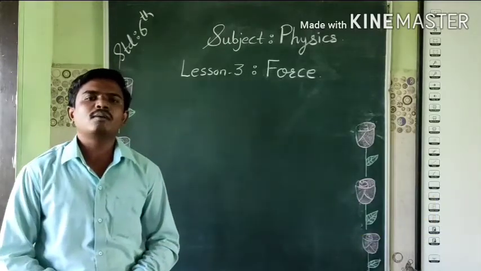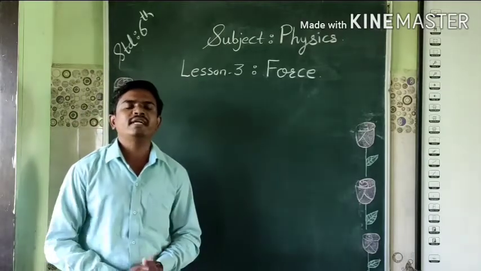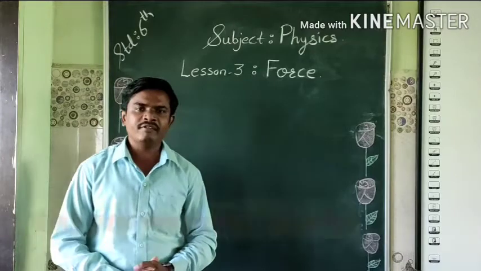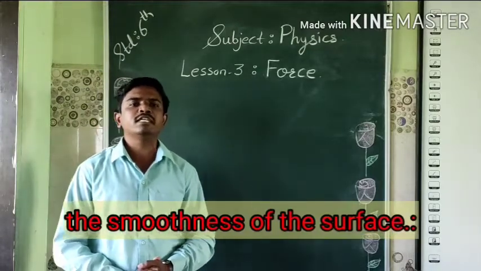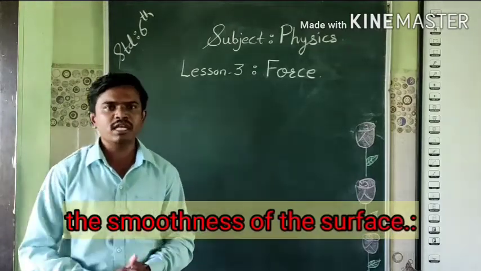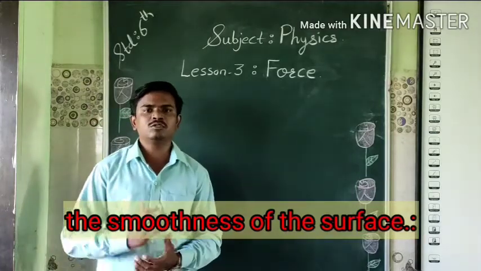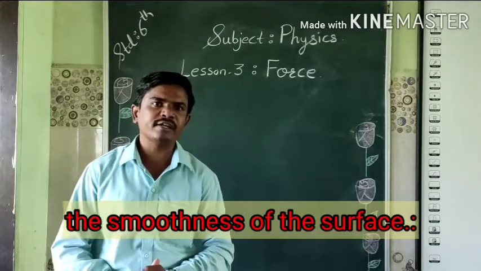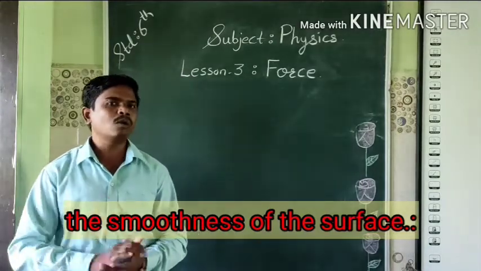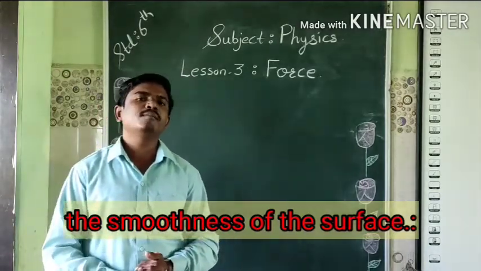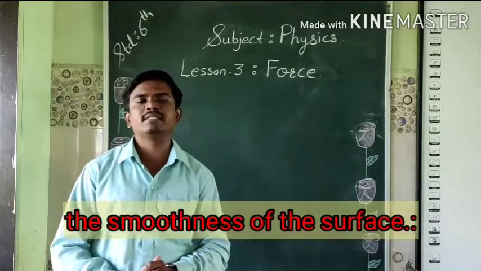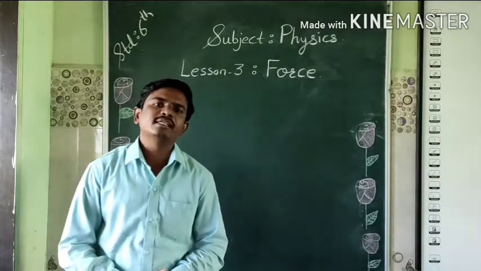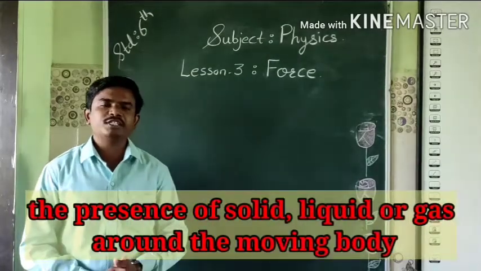Now we will talk about the factors affecting the force of friction. First factor affecting the force of friction: the smoothness of the surfaces. Students, the force of friction between two rough surfaces is more, and the force of friction between two smooth surfaces is less.